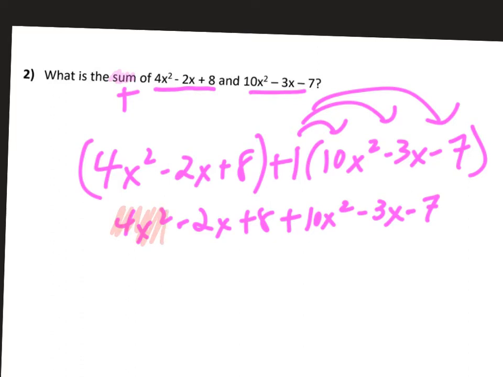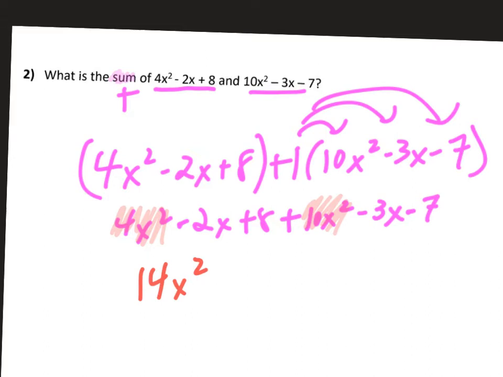I want to look around the rest of my expression to see whether or not I have another term with an x squared in it. And I see one right over here, my 10x squared, right? And so when I combine those two, I should end up getting 14x squared.